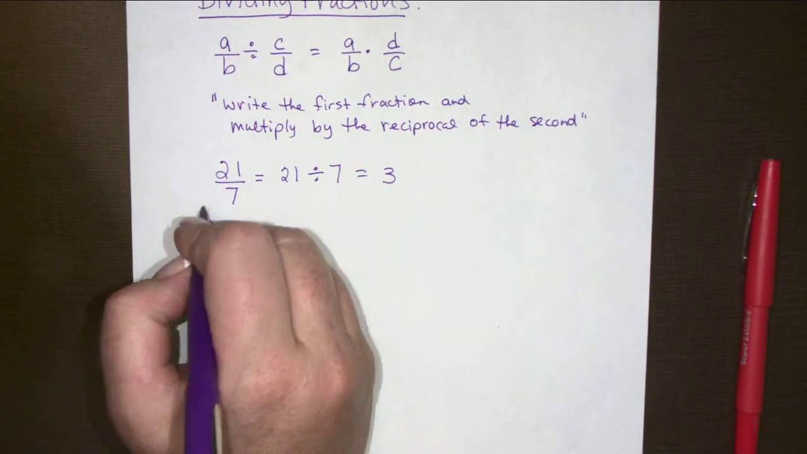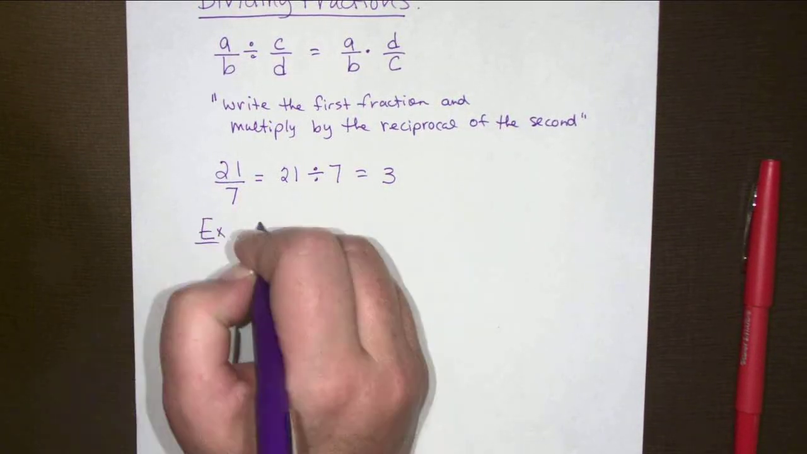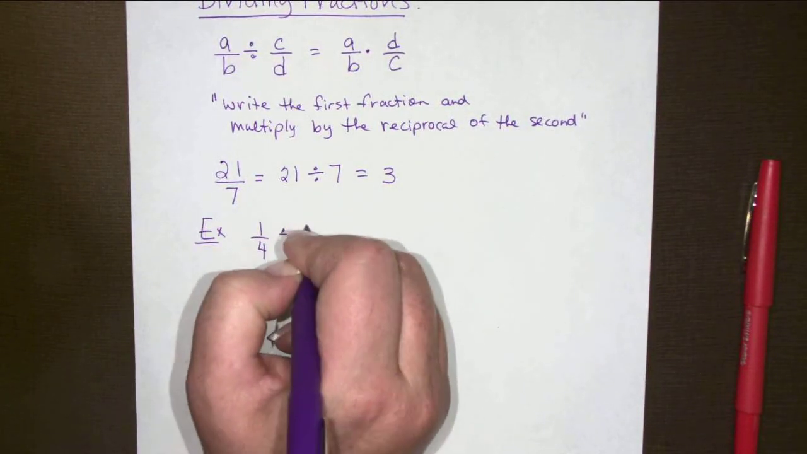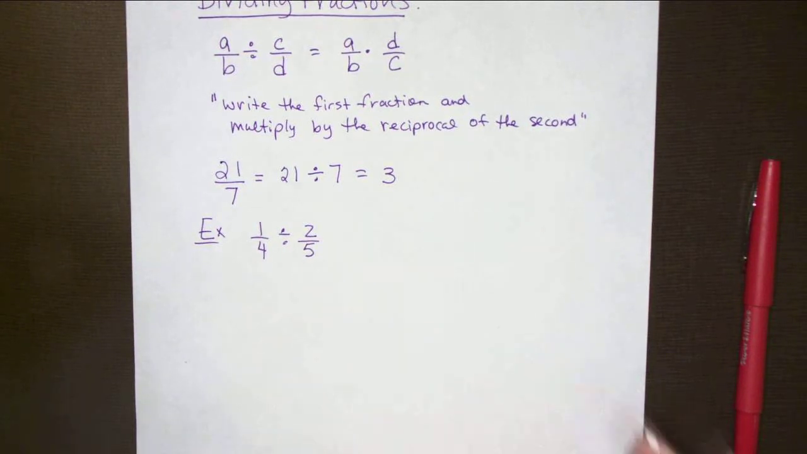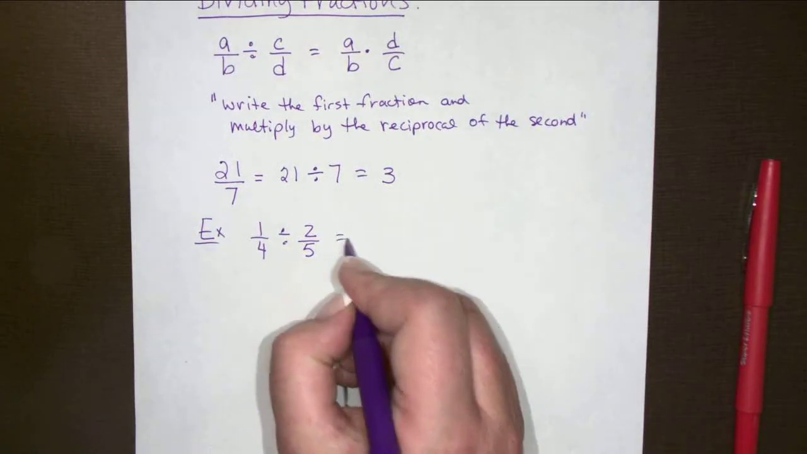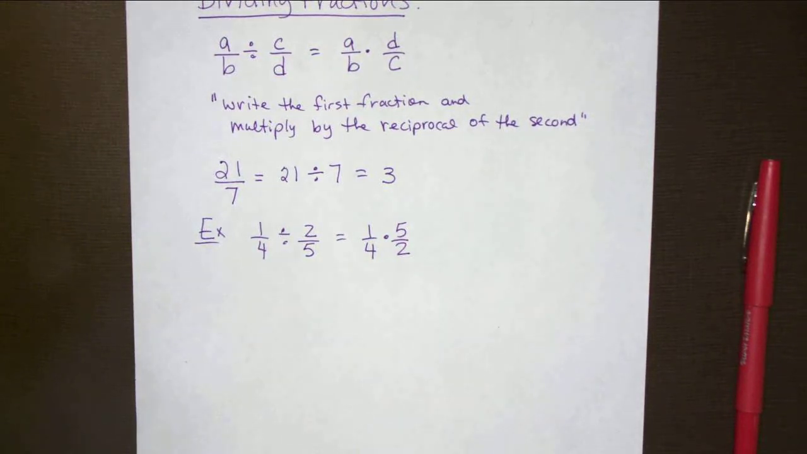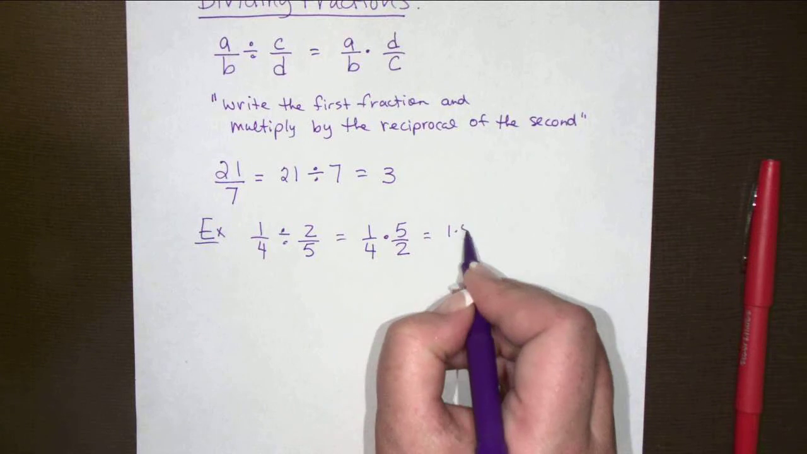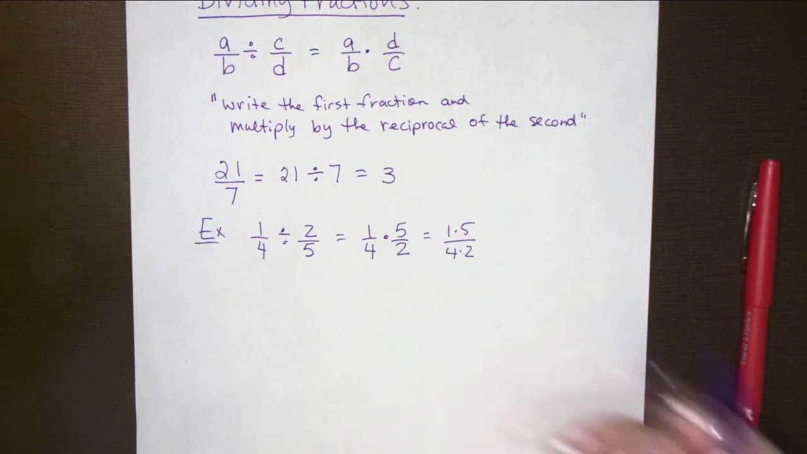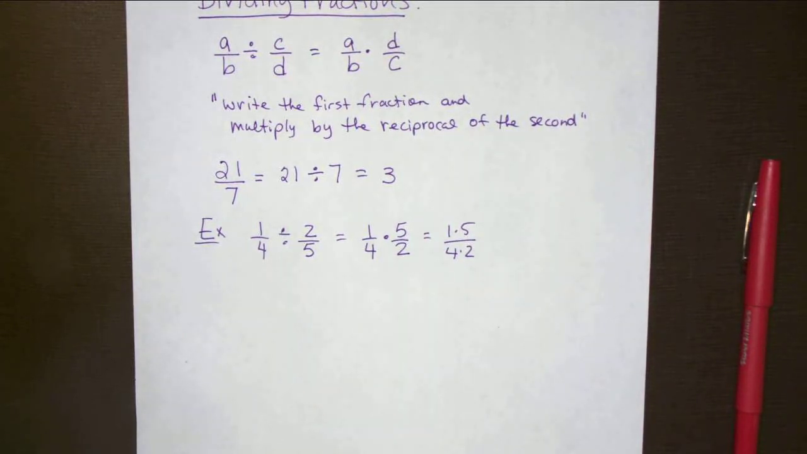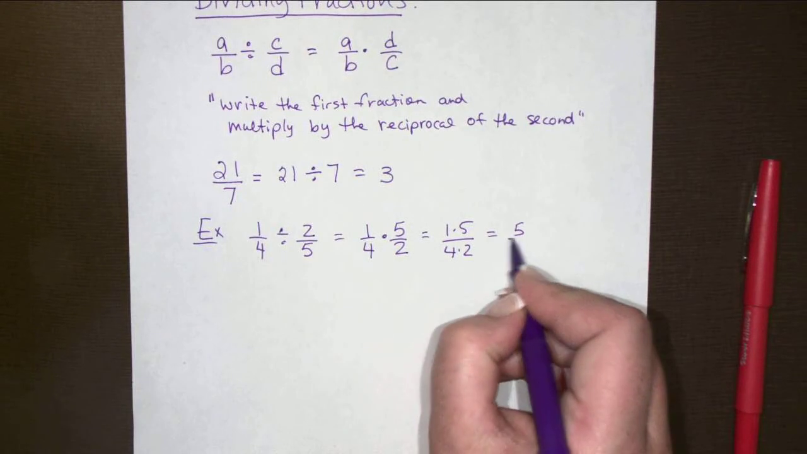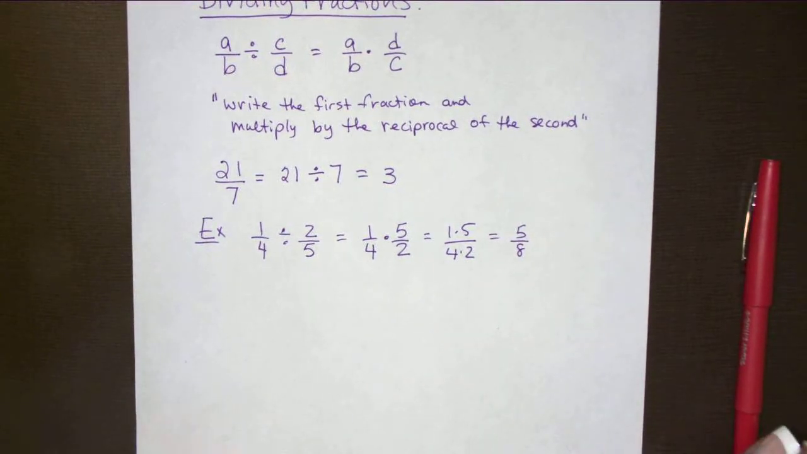All right, so let's say we have 1/4 divided by 2/5. So we would write the first fraction and multiply by the reciprocal of the second. Easy enough. And then we do the same thing. We say, does anything here cancel? Can we have common factors there? In this one, no, so this will be 5/8. So you can expand because there's nothing to cancel.